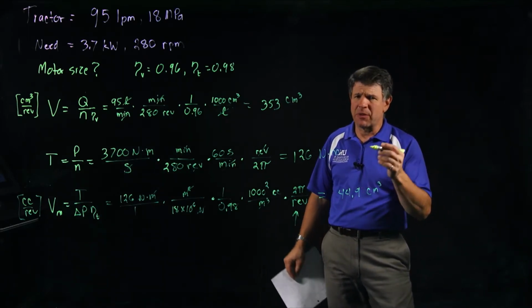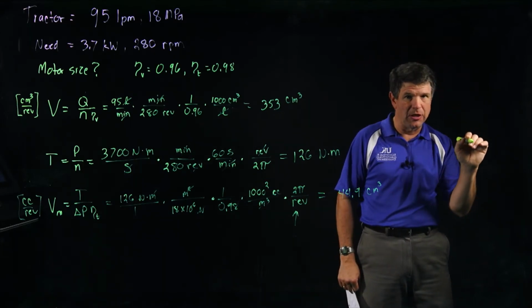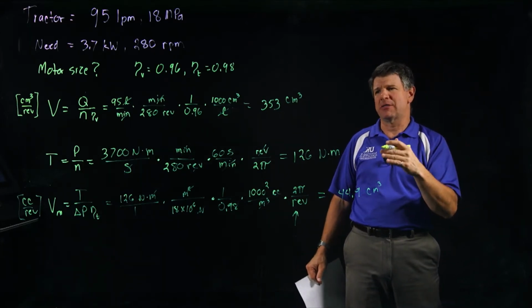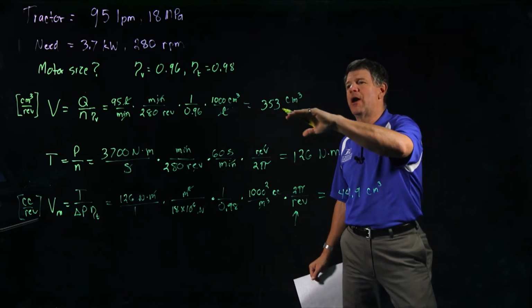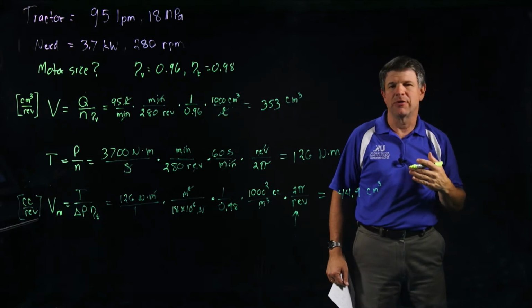So I'm going to pick something. There may be a lot of factors that go into that. I might go back to some of those efficiency curves and see if I pick something closer to the 44.9 or closer to 353, how would it operate? What would its efficiency be?